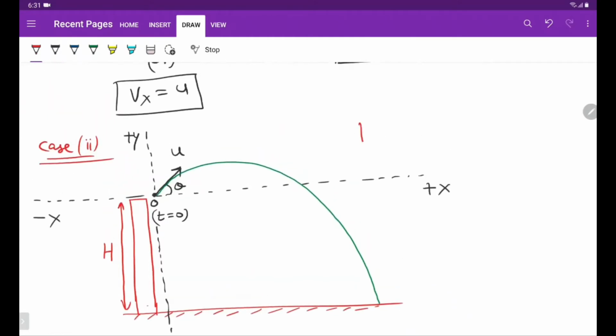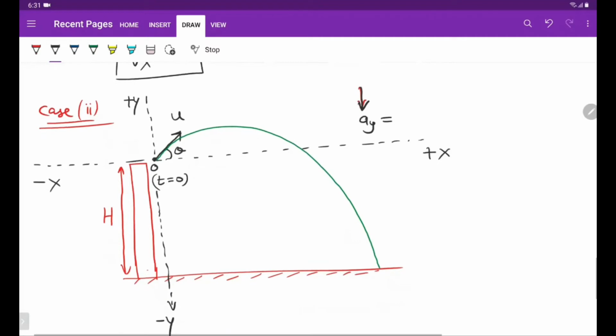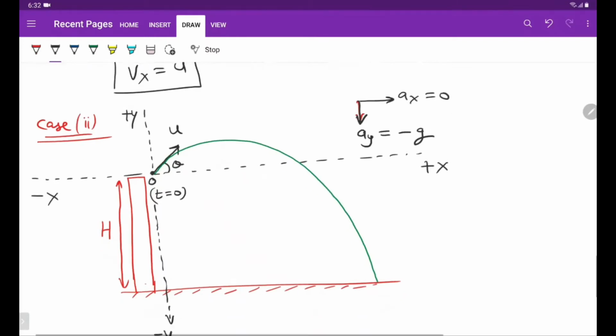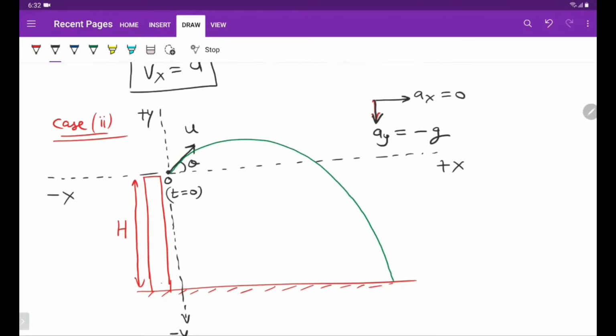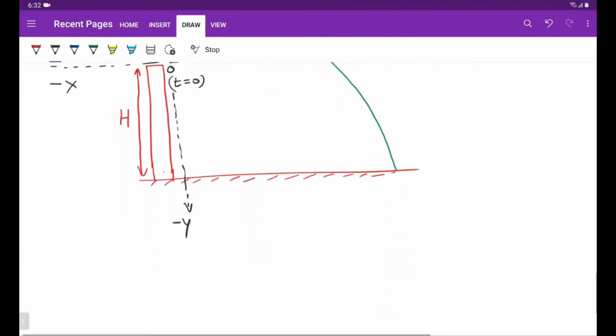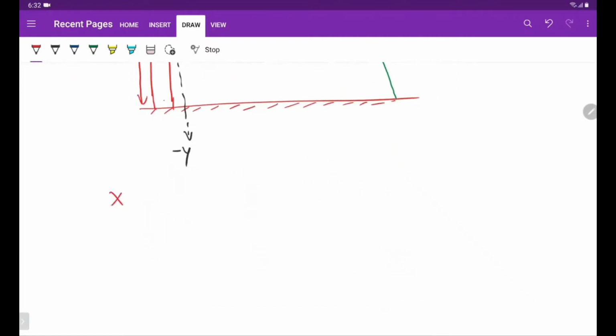Gravity is in the downward direction, we know already. So this is called ay. Here ay in the downward direction is negative, so a is minus g. X direction acceleration is 0. So we have got everything. Just apply all kinematic equations. Follow the sign. Along x-axis, along y-axis, separately apply all kinematic equations once again.